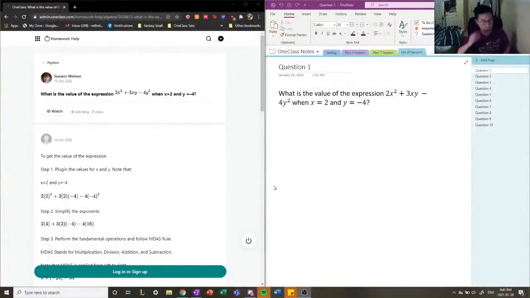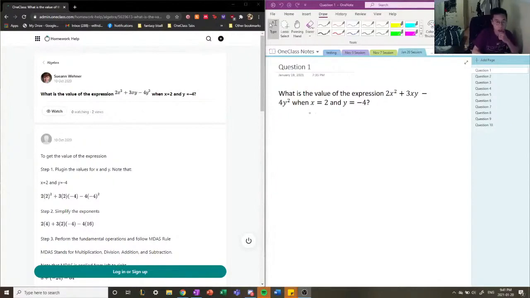All right, so the first question reads, what is the value of the expression 2x squared plus 3xy minus 4y squared when x equals 2 and y equals negative 4? So even before I jump into this question, I want to describe what we're trying to do here. This question gives us a function, and I'm going to label our function as z, and z is a function of two variables, x and y. And it is a function that maps x and y to a different value through this function.